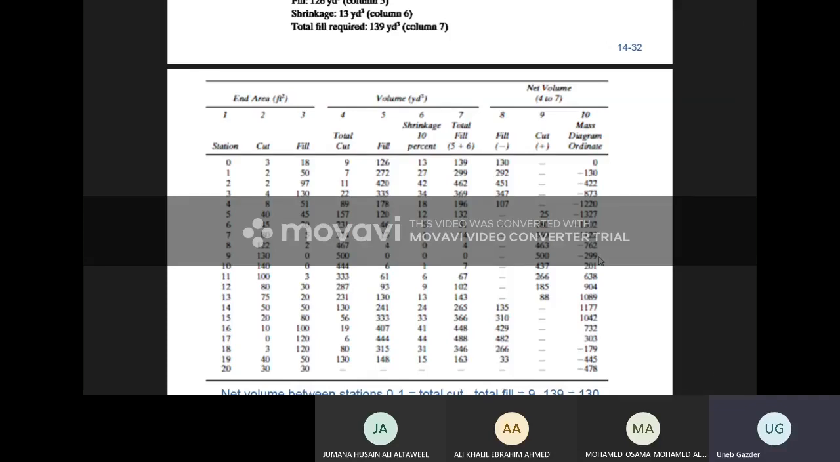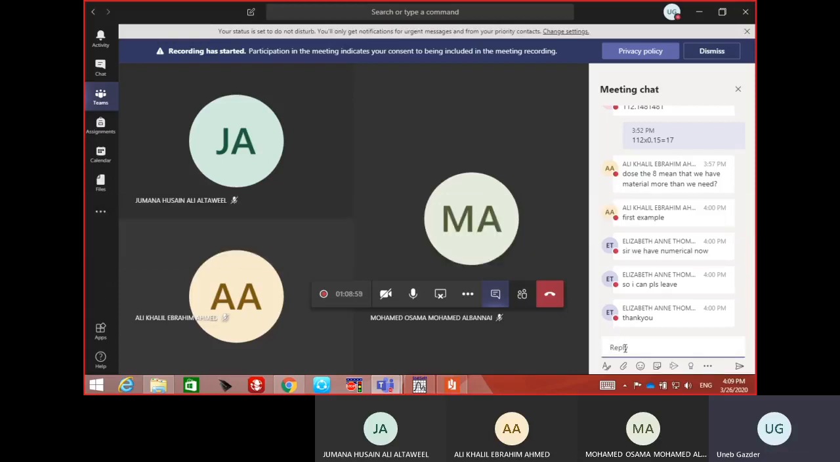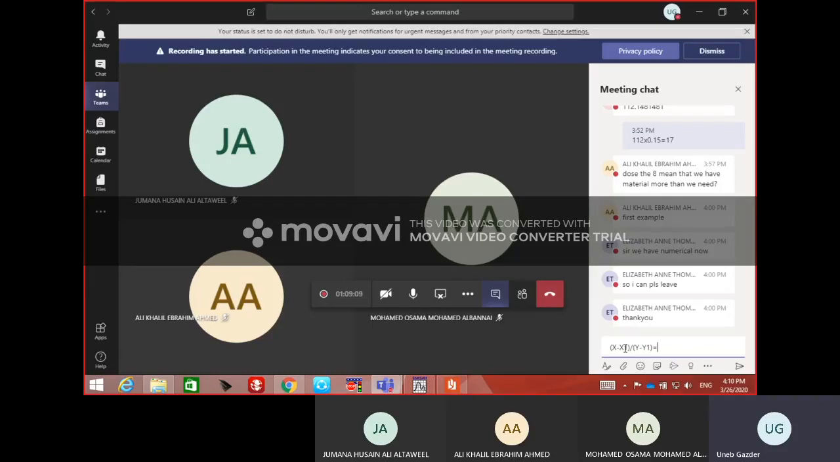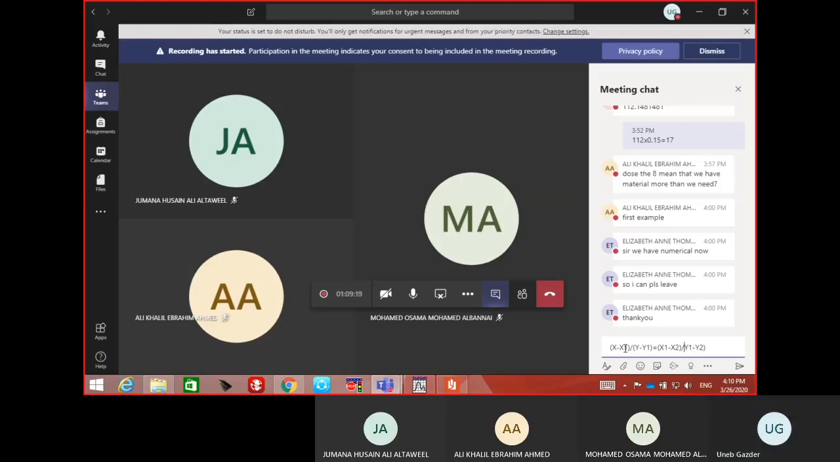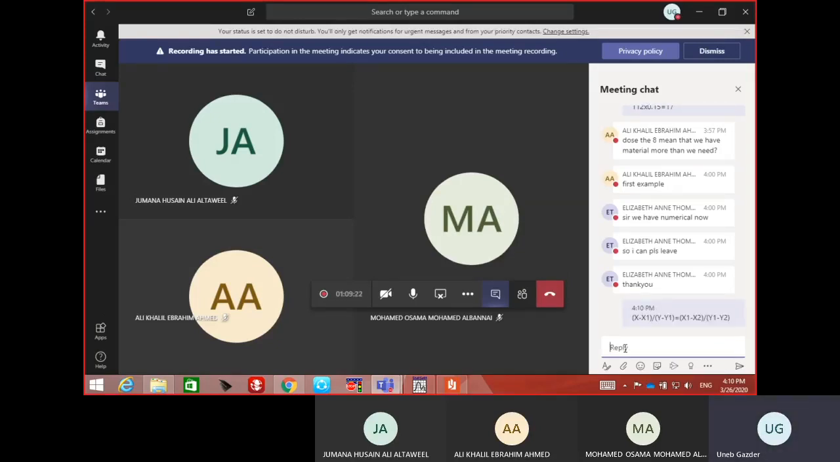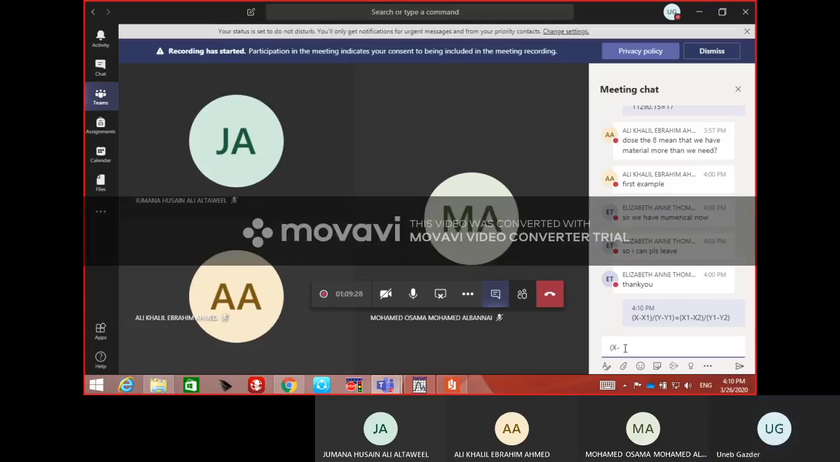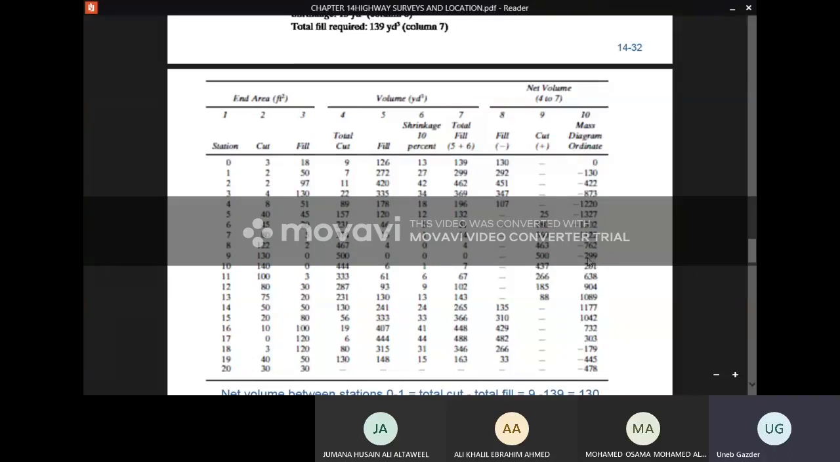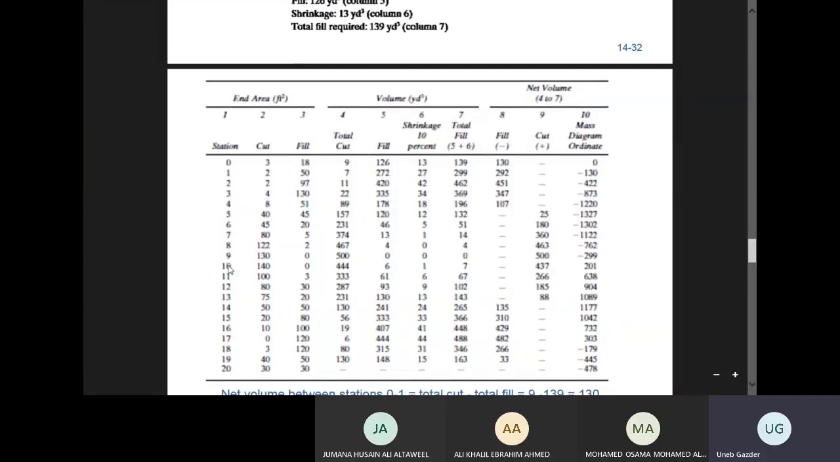So for that, we will do interpolation. The basic equation is, I will write it down here: x minus x1 divided by y minus y1 equals x1 minus x2 divided by y1 minus y2. Now in this example, x is the value which I want, so I don't know x. x1 is the value previous to x. If I come to the table, before x, which station do I have? 9. I said x is between 9 and 10, right? So x1 is 9 and x2 is 10.